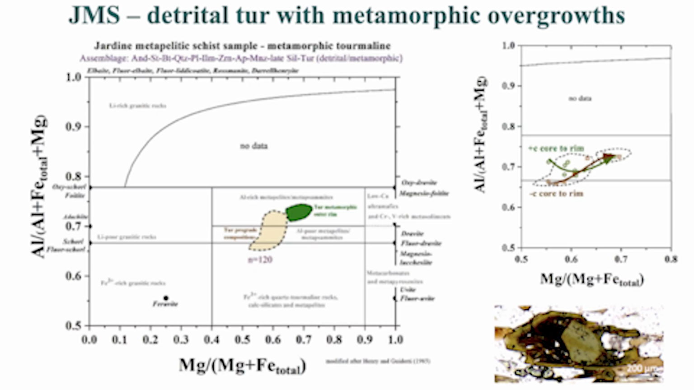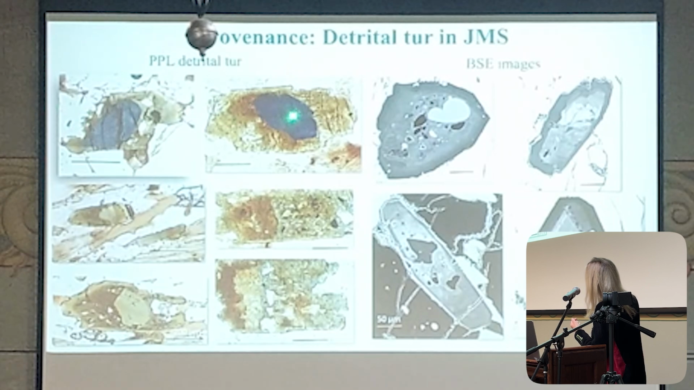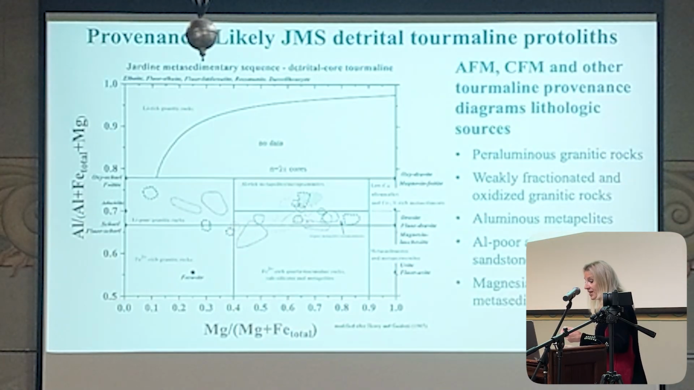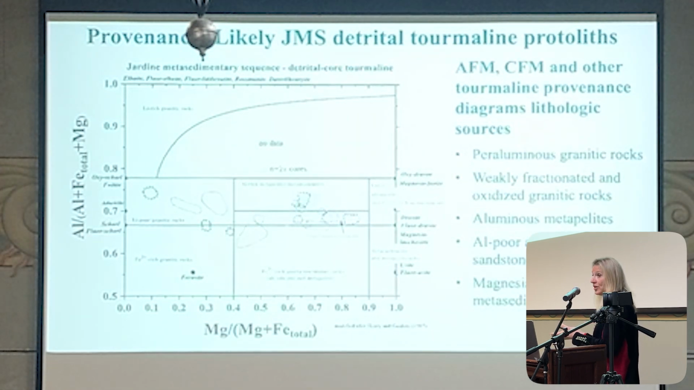So this is a gallery of the tourmalines that were extracted from the Jardine metasedimentary sequence. And we have these tourmalines with blue cores, brown cores, and these are plane polarized light, and these are backscattered electron images. And again, the detrital cores look very different from the rims. So we've analyzed 21 different detrital tourmaline cores. So these represent the original rock type in which the sediments were formed.